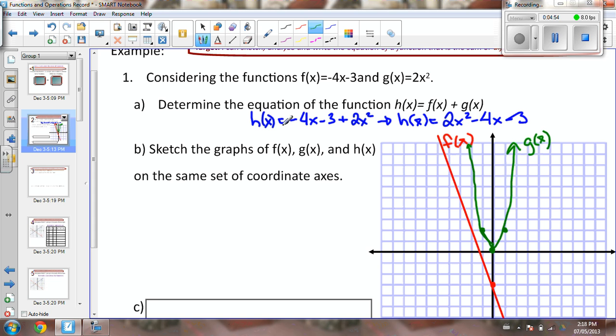And then they simply want us to take our last one and graph h of x. Now, h of x is a little bit of an uglier parabola, because I know that it's 2x squared. So I can do one of two ways.